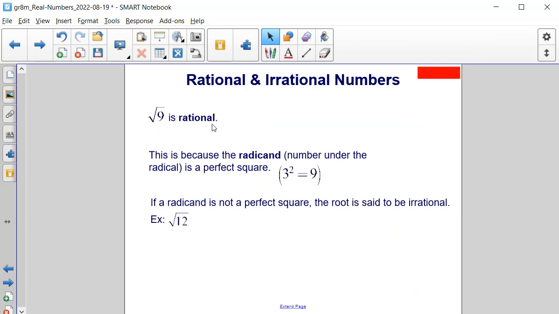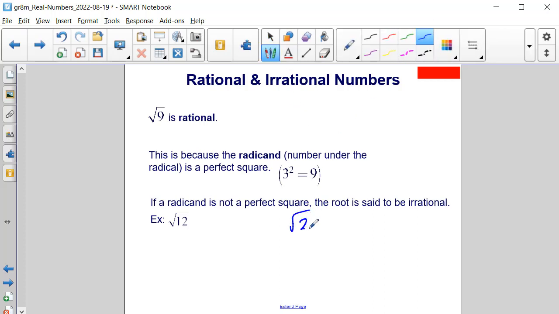Now the square root of 9, that's considered rational, and that's because the radicand, or the number that's under the radical, 9 in this example, is a perfect square, because 3 squared is equal to 9. Now if the radicand is not a perfect square, then the root is said to be irrational. For example, the square root of 12. On the last slide, I explained the square root of 2. That's irrational. So is the square root of 3 and the square root of 5. As long as the radicand is not a perfect square, then the root is irrational.